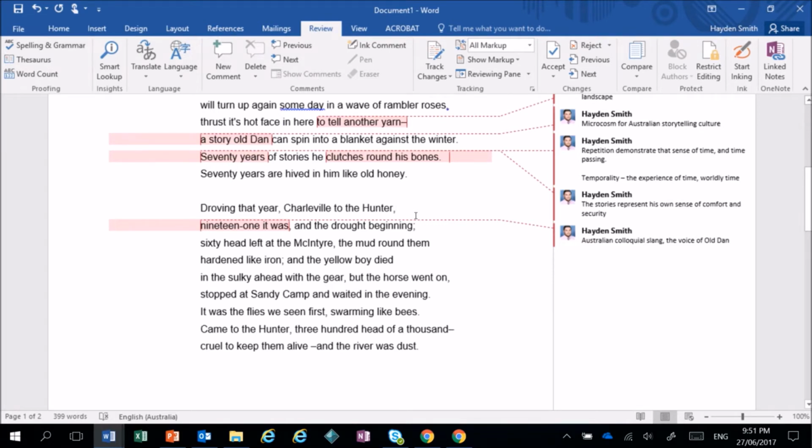In his own storytelling, he does obviously depict the harshness of the Australian landscape. 60 head left at the McIntyre, and the yellow boy died. So it talks about obviously death, that the landscape has the ability to take from us quite drastically. It also shows that level of harshness within the Australian landscape. But particularly what I think we find with the voice of old Dan is that perspective of stoicism. Okay, that his voice represents Australian outback perspectives of stoicism.